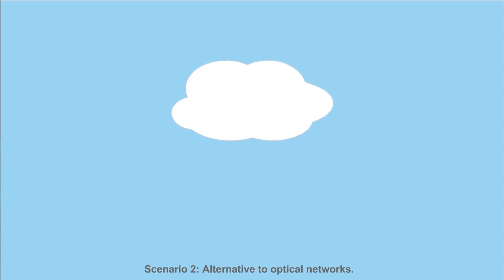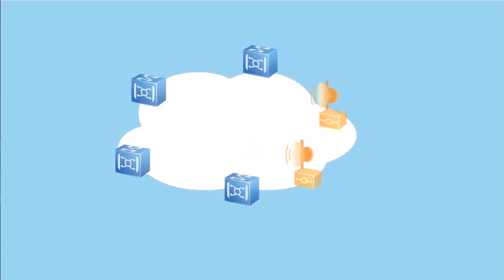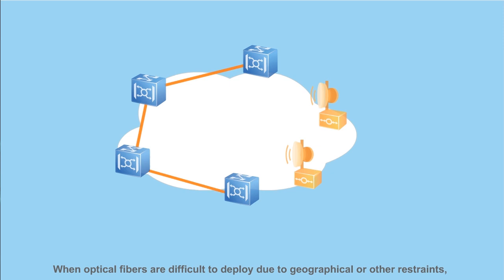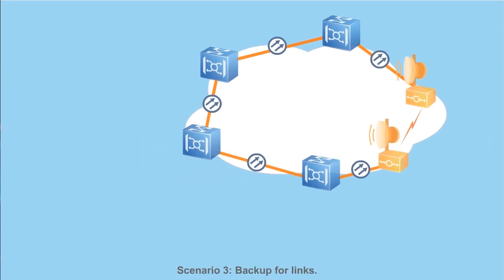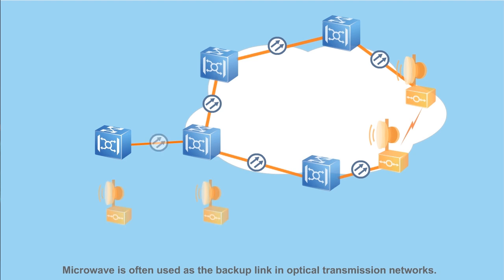Scenario 2. Alternative to optical networks. When optical fibers are difficult to deploy due to geographical or other restraints, microwave is often used as the alternative. Scenario 3. Backup for links. Microwave is often used as the backup link in optical transmission networks.